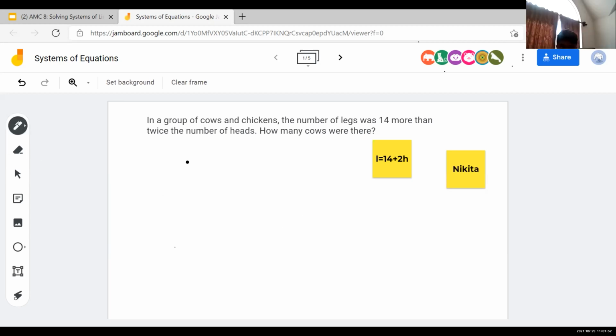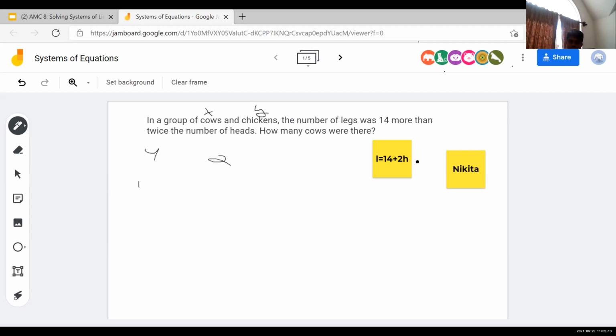So in a group of cows and chickens, the number of legs is 14 more than twice the number of heads. Let's first look at legs and heads. How many legs does a cow have? 4. How many legs does a chicken have? 2. How many heads do both of them have? 1. Let's say there are x cows and y chickens.